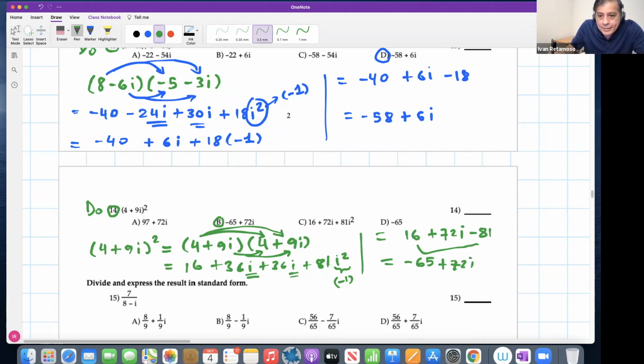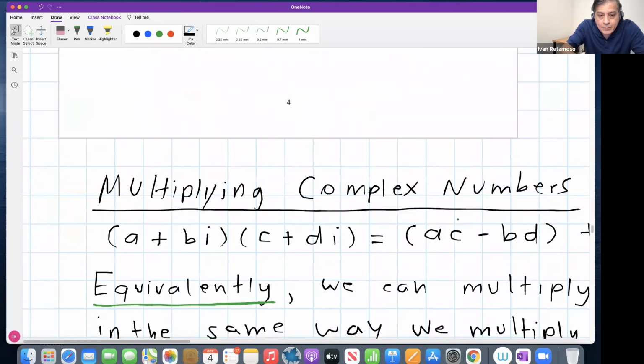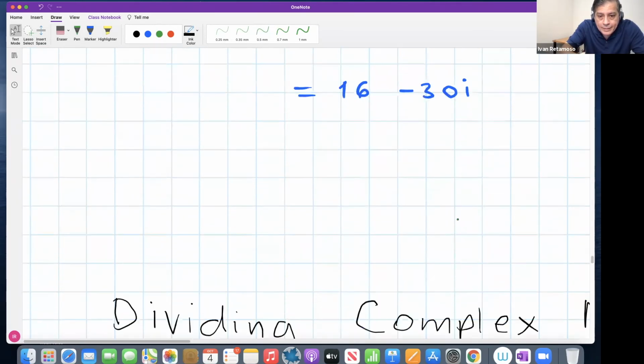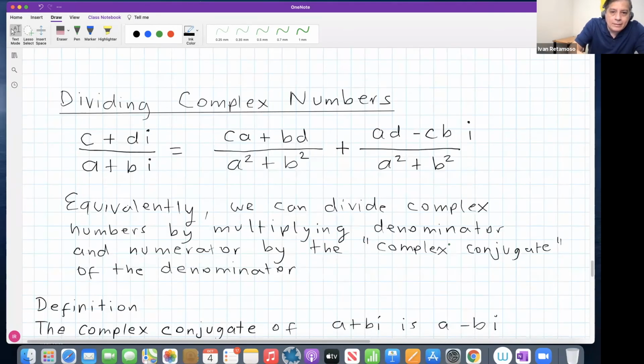Now let me show you how to divide complex numbers, so we can go over one of those exercises. Going back to our notes, dividing complex numbers. Again, it turns out dividing complex numbers is not component-wise. Unfortunately, it's a different system compared to real numbers. Mathematicians figured out, however, what the formula is: c plus di divided by a plus bi equals (ca plus bd) over (a squared plus b squared) plus (ad minus cb) over (a squared plus b squared) times i. Very complicated formula, right? Not easy to remember.